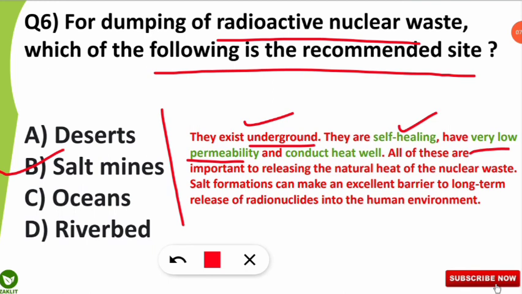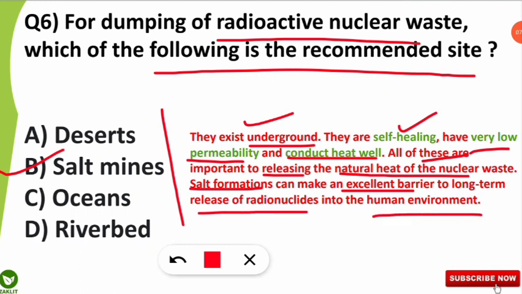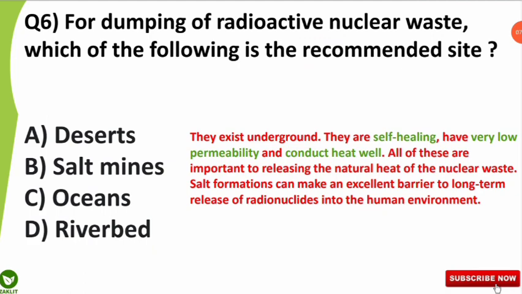Next is that they conduct heat well. So the heat which will be radiated from this radioactive nuclear waste, they conduct and store inside them. So all these things are important in releasing the natural heat of the nuclear waste. And the salt formations can make an excellent barrier to the long-term release of radionuclides into the human environment. So for the long term, these radionuclides will not be able to escape into the human environment. That's why salt mines are preferred. Let's move to the 7th question.